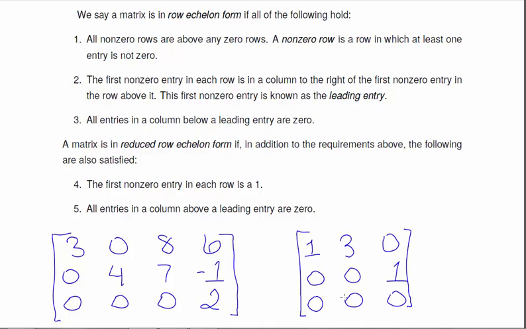The first thing to note is my row of zeros is at the bottom. That's what number 1 is saying. Number 2 is saying these leading entries should move down and to the right, which they do. 3, all entries in a column below a leading entry are 0. Here's my leading entry in the first row. Everything below it is a 0. My leading entry in the second row, everything below it is a 0. If you notice, the first non-zero entry of each row is a 1. And also 5, all entries in a column above a leading entry are 0. So here's the first one. There's nothing above it. My second row has zeros above it.